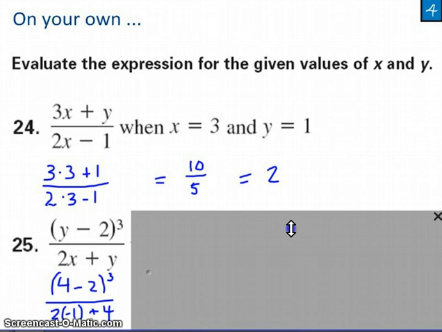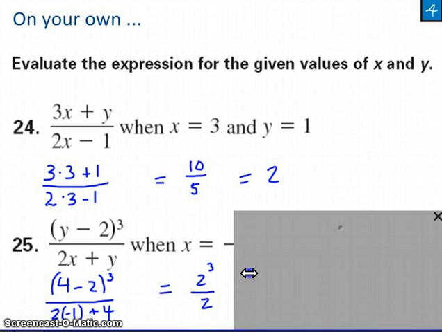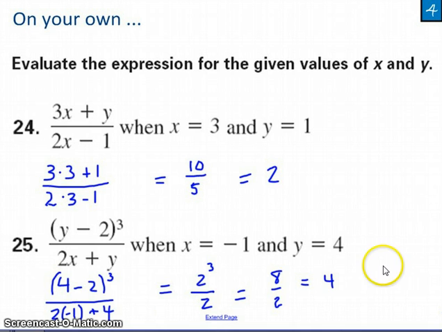For the second one, I've already shown you here how to write these out by substituting in. And I think I'll move left to right. So on the top I've got 2 cubed, on the bottom I've got 2. And you should end up from there finding out that the answer, the result, is 4.